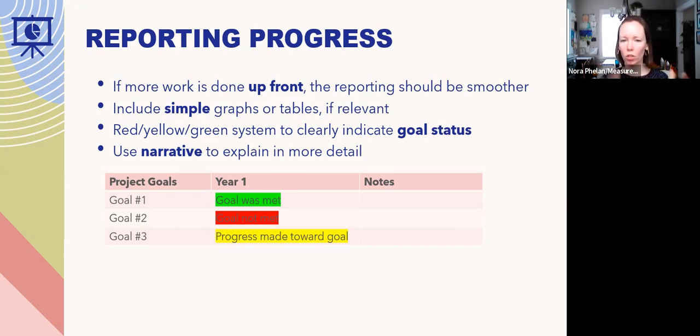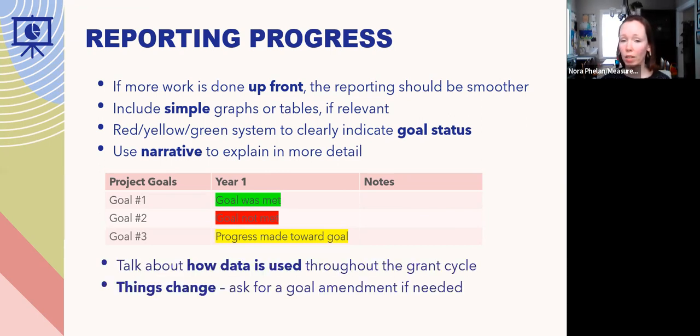But overall, by using this type of table, the funder or the reader is not searching through paragraphs of narrative to try to figure out how you are doing or how it went. It really puts it out there in clear terms, and then you can add all the context as needed in narrative.